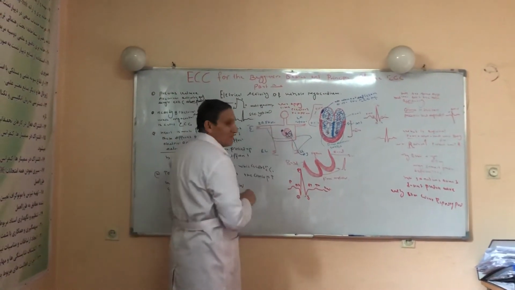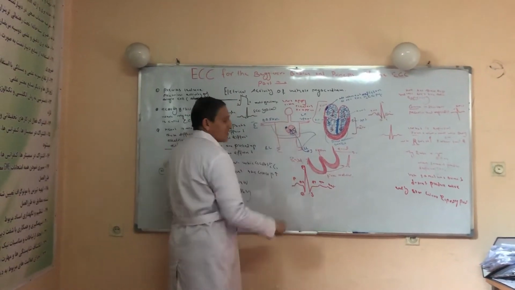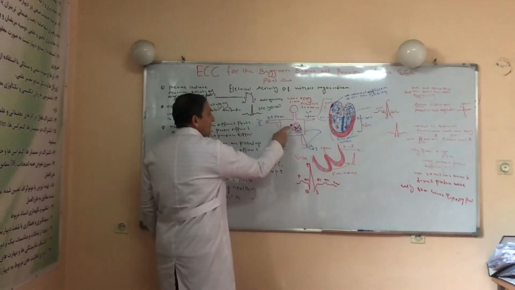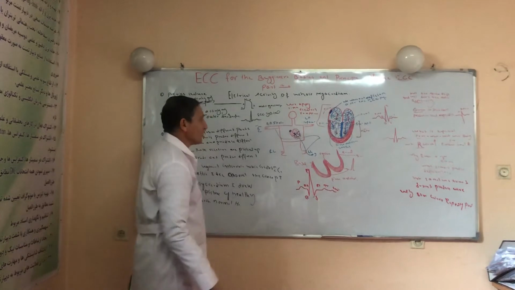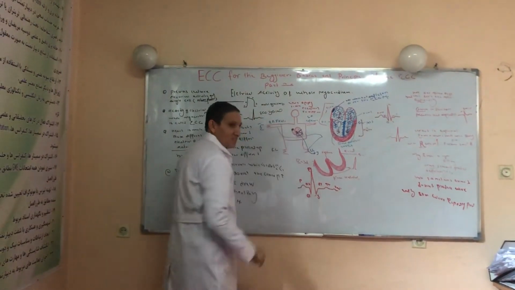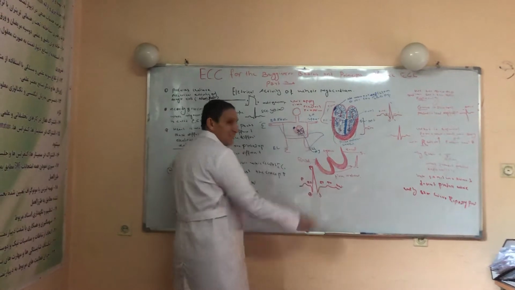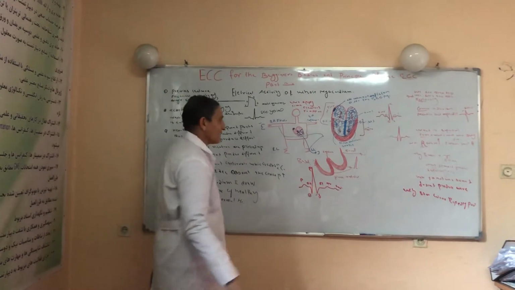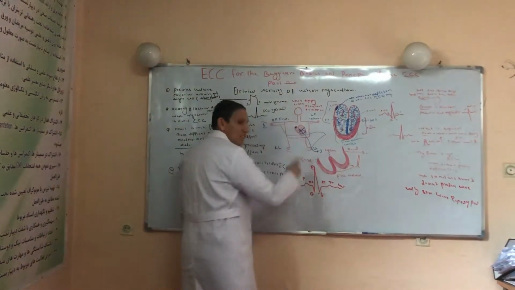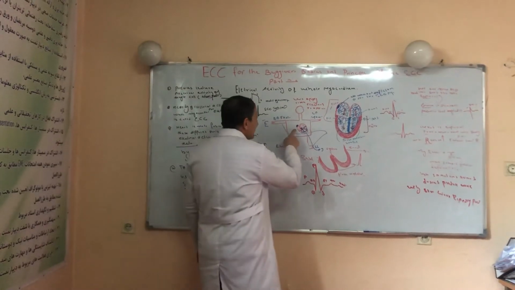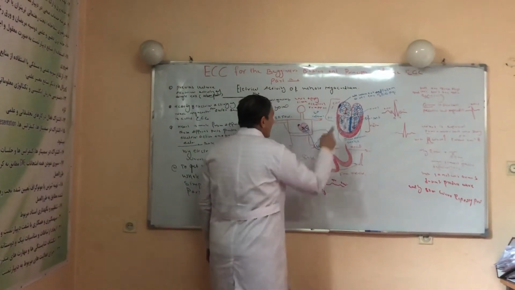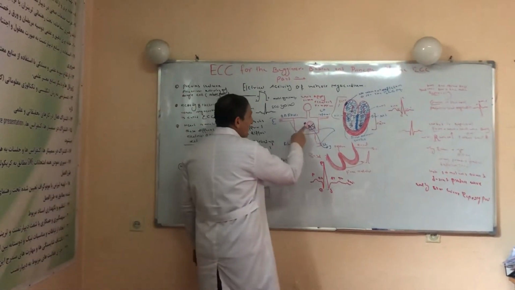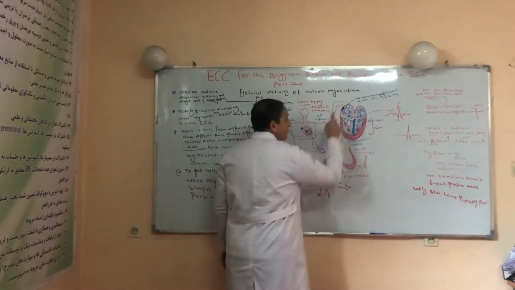Right now, after the SA node, we are facing the atrium. Especially this is the right atrium and this is the left atrium. When the electrical impulse is produced by the SA node, the SA node first depolarizes the first group of cells. The first group of cells leads to depolarization of the second group of cells. The second group leads to depolarization of the third group. Finally, the right atrium is depolarized. Depolarization of the right atrium is shown by a vector. Why? Because all forces are represented by vectors.